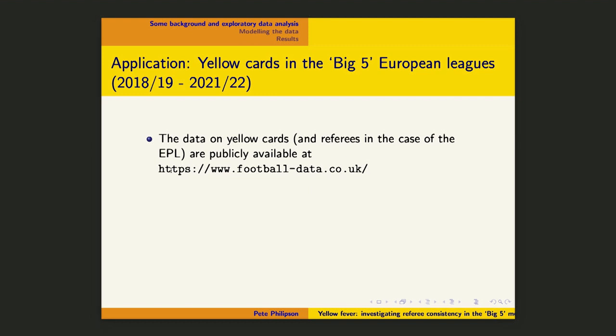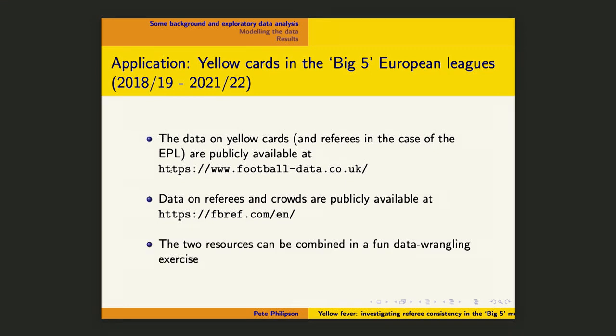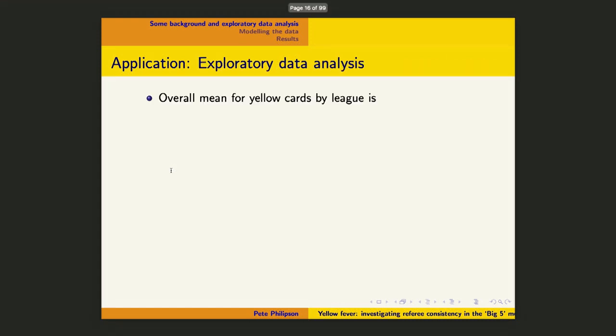The data on yellow cards, as with a lot of football data and sports data in general, are publicly available. You also get the referee name. In the case of the English Premier League only, they're publicly available at this website here. And the data on the referees and the attendance are publicly available at this website here, FBref. These two things can be combined in a fun data wrangling exercise. Sometimes the teams have slightly different names, sometimes it's a native name and sometimes it isn't. So that was a fun rabbit hole to go down for a few hours on a Monday morning, but taken care of now, thankfully.